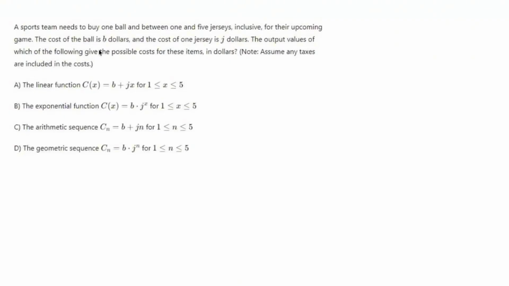A sports team needs to buy 1 ball and between 1 and 5 jerseys, inclusive, for their upcoming game. The cost of the ball is $B and the cost of 1 jersey is $J. So the output values of which of the following give the possible cost for these items in dollars? Note, assume any taxes are included in the cost. So here's our option: we can buy 1 ball and 1 jersey, 2 jerseys, 3 jerseys, 4 jerseys, or 5 jerseys. Now, that gives us 2 possible options, and B and D just ain't it.